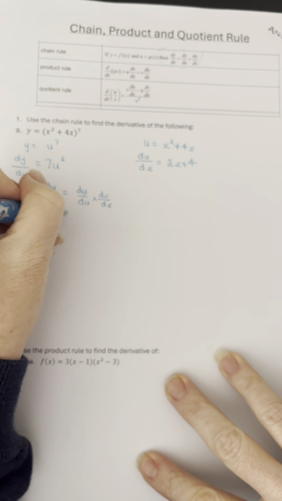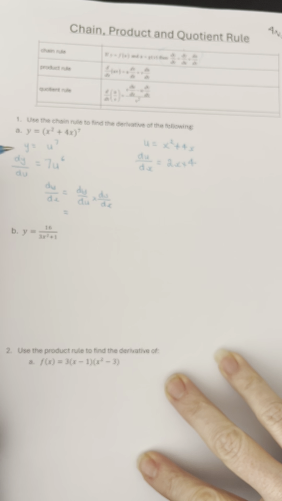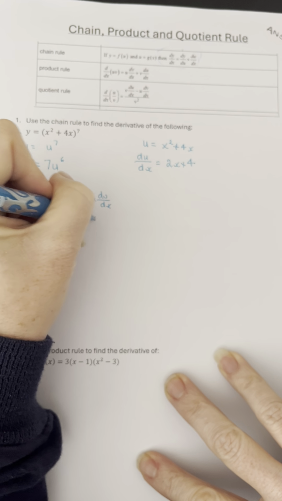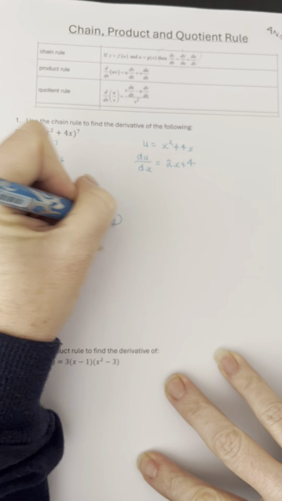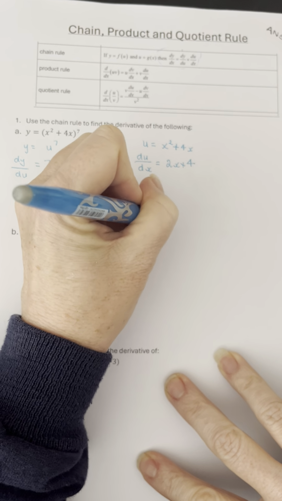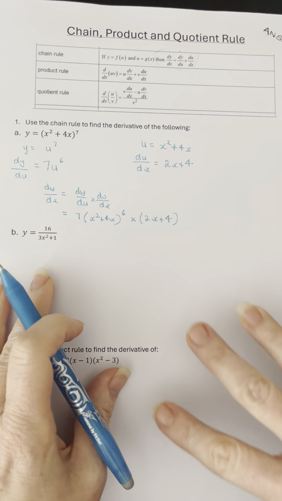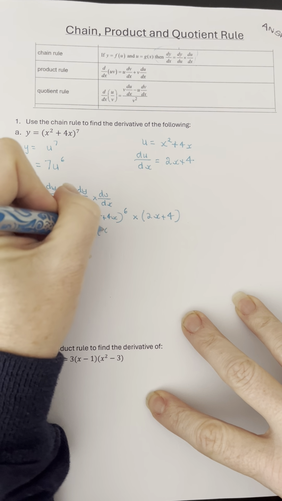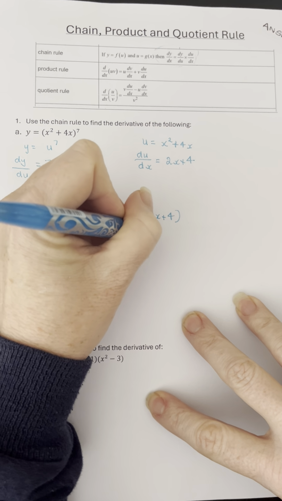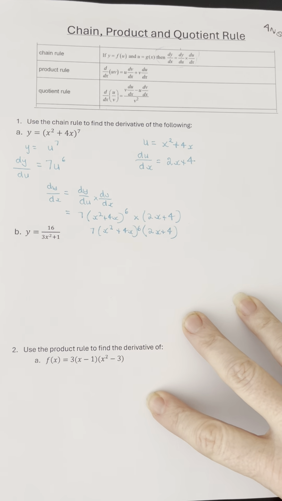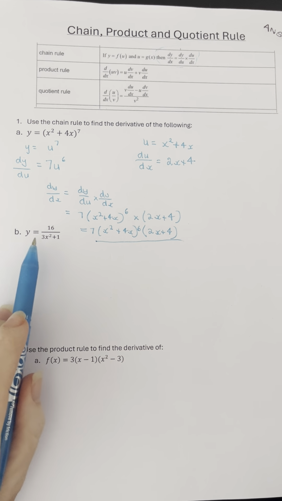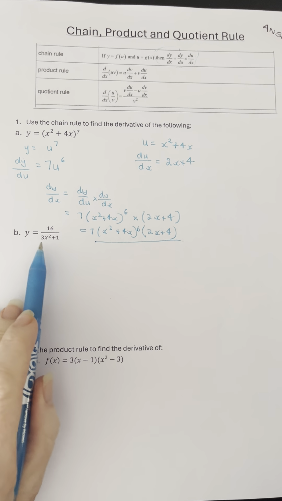So then we're going to put that information back in. So 7u to the 6, we're going to write 7, we're going to put that u back in, which is x squared plus 4x, that's to the power of 6, and we're multiplying that by 2x plus 4. Now we can actually take the multiplication away and just write them right next to each other like that. And there's our answer.